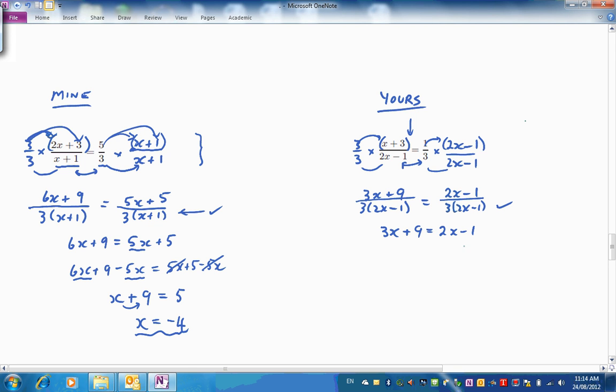Can you see it? So now moving all terms across to the left, this is positive 2x. So let's subtract 2x from both sides.